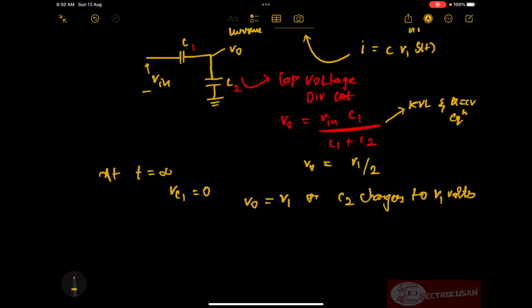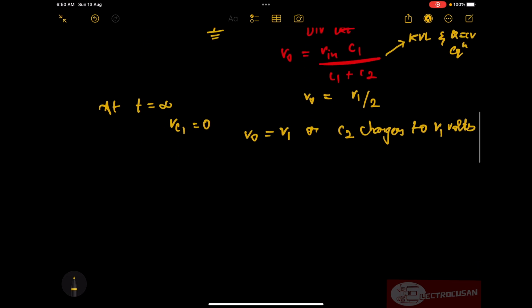Okay, now we are ready to plot the output waveform. This is the time axis, this is Vout, and at t equal to 0 it is at V1 by 2, and at t equal to infinity it is V1. So it starts from here and reaches this point. This is V1 and this is V1 by 2.